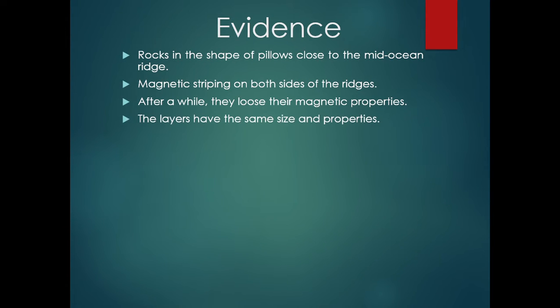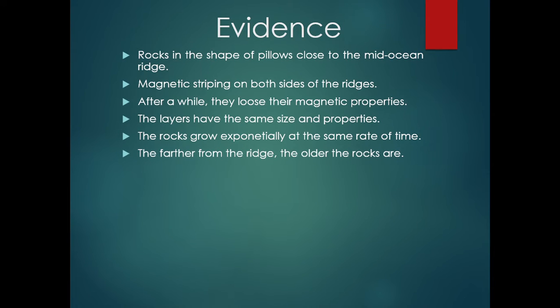And the layers have the same size and properties. So one more time, if it's pretty close, they have a high magnetism, but if they are far from the mid-ocean ridge, the rocks have a lower magnetism. And the rocks grow at the same rate over time. And the farther from the ridge, the older the rocks are. That's another thing to take into consideration.